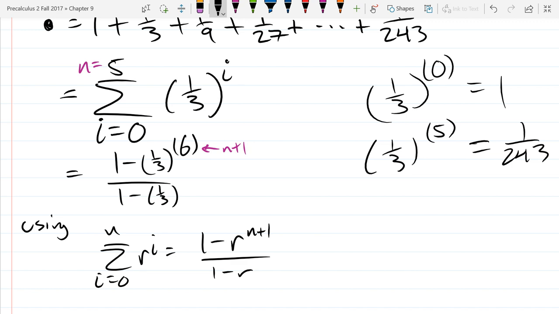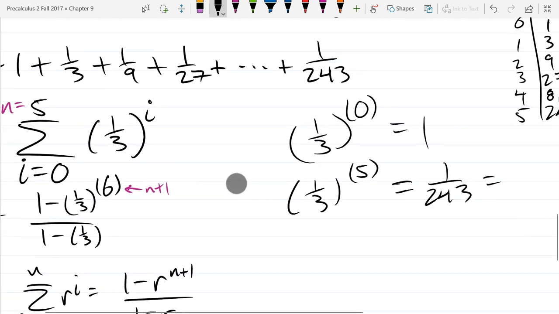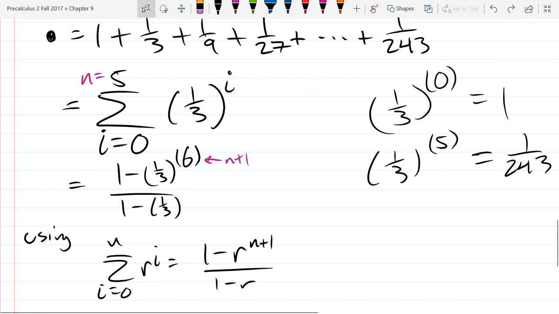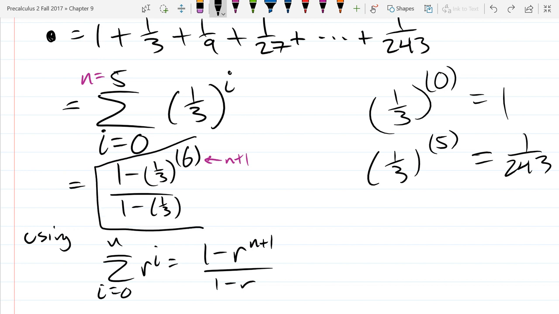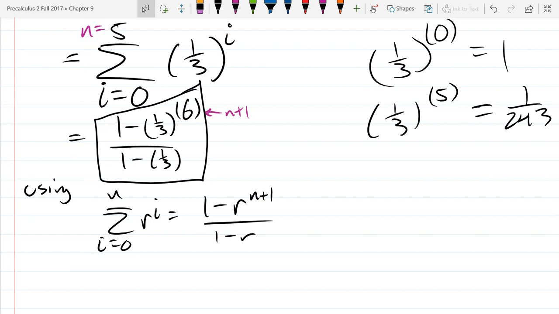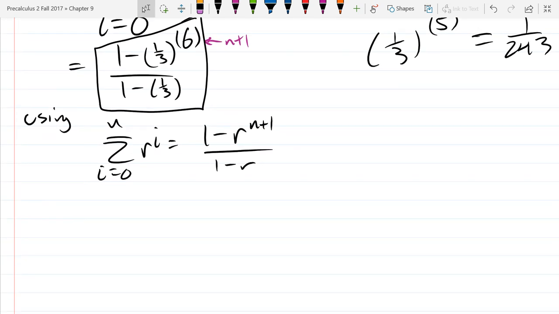I don't really want you to multiply out 1/3. Well, 1/3 to the 6th power is not bad. It's just 1/3 times that number. But I don't think that's the best way to spend your time in this class, so this is an okay final answer for me. You can type it in your calculator if you want. But that will be our answer. WebWork should take answers like this.